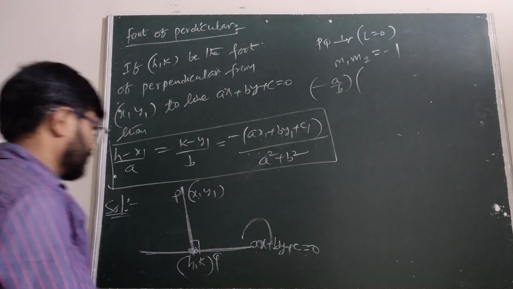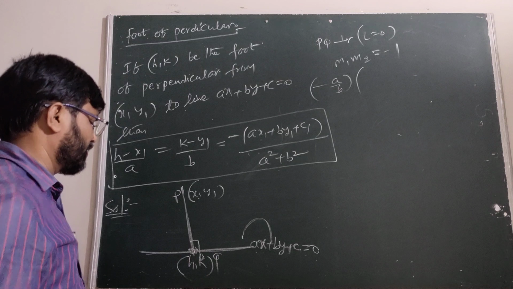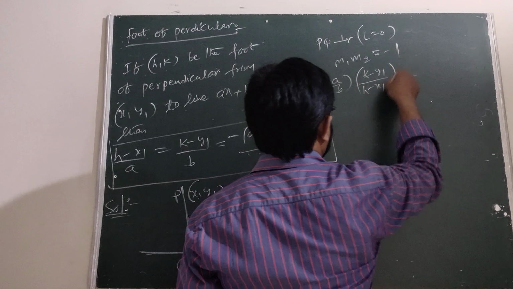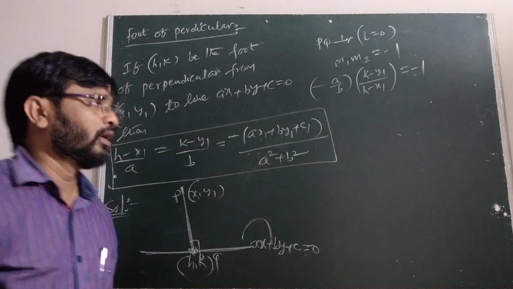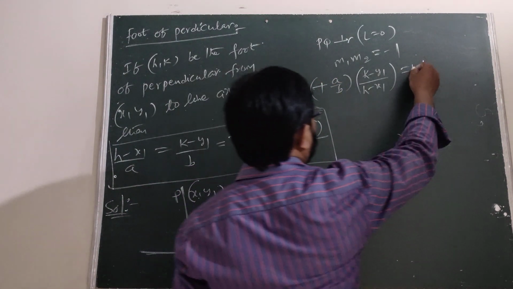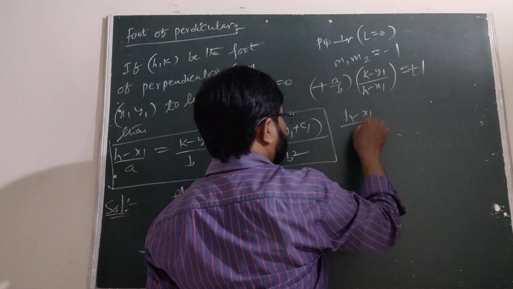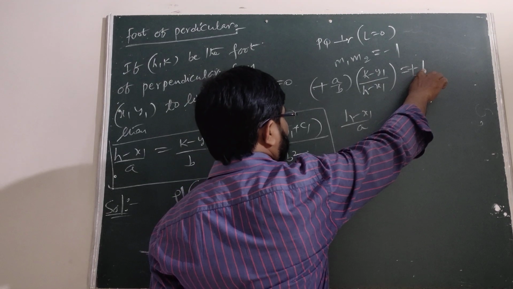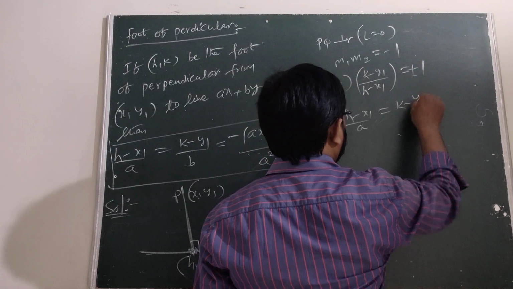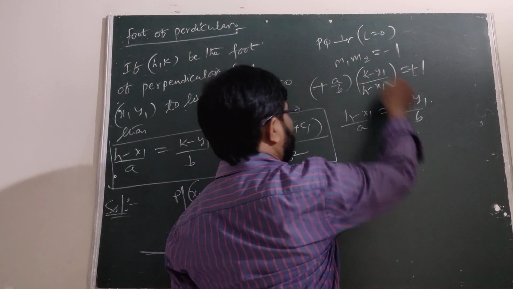Now the slope of PQ is (y2 - y1)/(x2 - x1), which is (k - y1)/(h - x1). So (k - y1)/(h - x1) = -1 times... multiplying by minus on both sides, it becomes a plus. Sending to the other side, (h - x1)/a = (k - y1)/b.